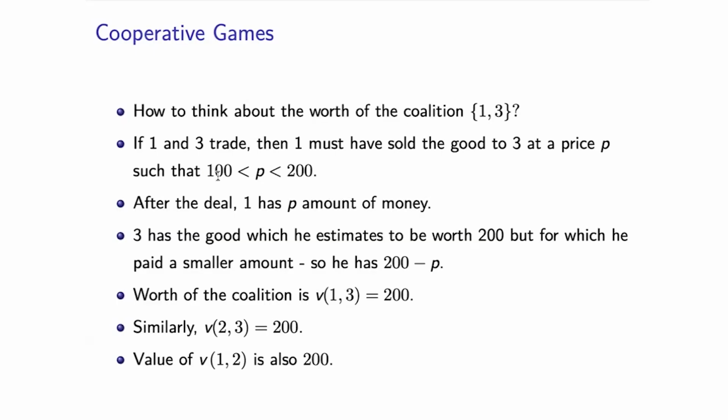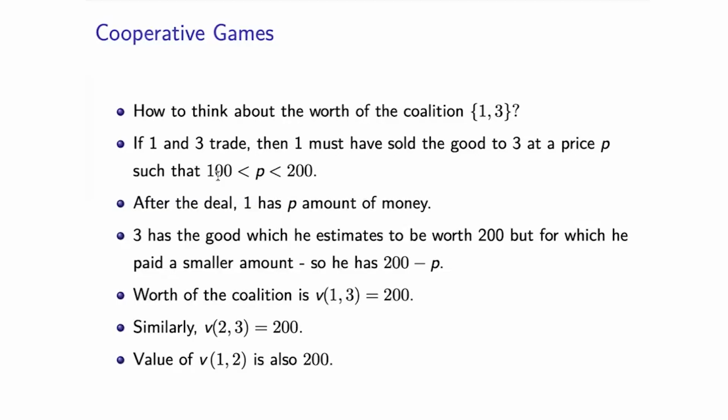So what has happened after the deal? After the deal, 1 has P amount of money. Again, notice we are not thinking about what other assets player 1 had apart from this object. So this P amount of money is the amount that he got in exchange for this good. Okay. What about 3? So 3 has the good, right? Which, remember, he estimated to be worth 200, but he has paid some amount for that good, which is this amount P. And therefore his payoff from now is 200 minus P, right?